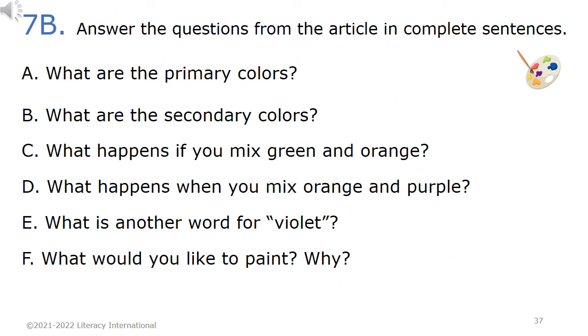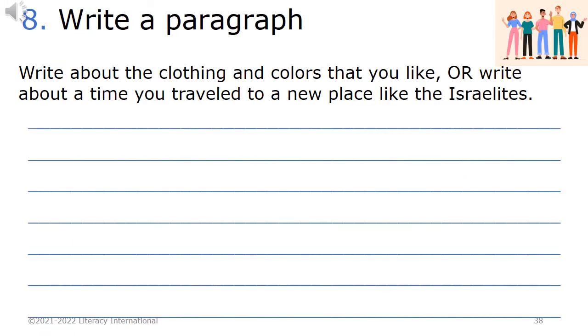7B. Answer the questions from the article in complete sentences. A. What are the primary colors? B. What are the secondary colors? C. What happens if you mix green and orange? D. What happens when you mix orange and purple? E. What is another word for violet? F. What would you like to paint? Why? 8. Write a paragraph. Write about the clothing and colors that you like, or write about a time you traveled to a new place, like the Israelites.